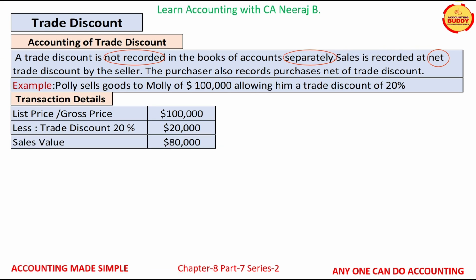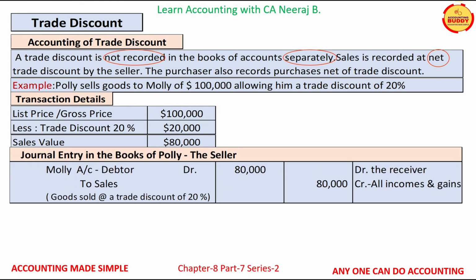The journal entry in the books of Polly, the seller, will be recorded as appearing on your screen. The two accounts which are affected are Molly's debtors account and sales account. Molly's account is a personal account and for personal account the rule is debit the receiver. Sales is a revenue account and for revenue account the rule is credit all incomes and gains. Therefore, this transaction is recorded for $80,000 which is net of the trade discount allowed amounting to $20,000.